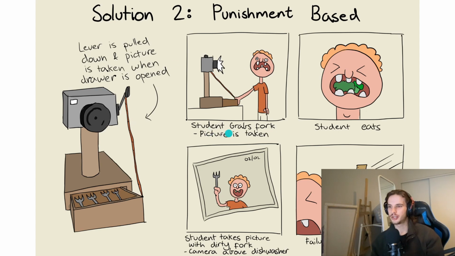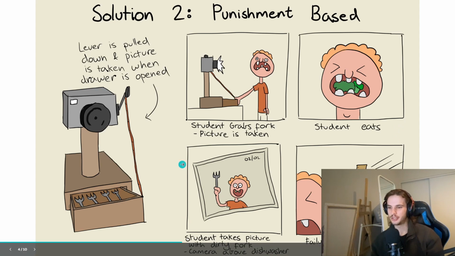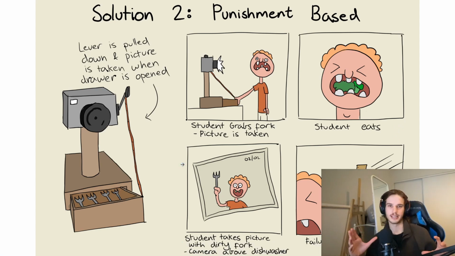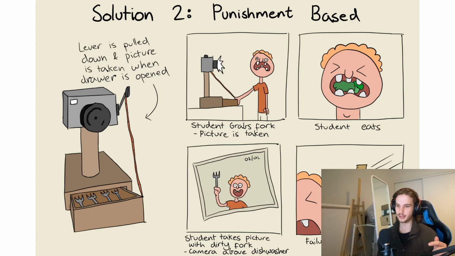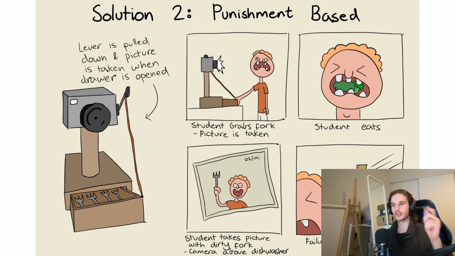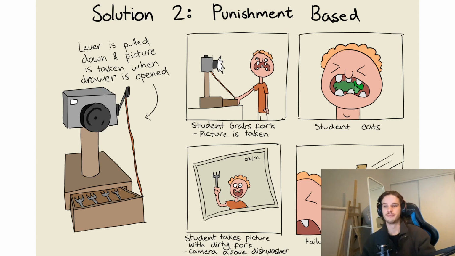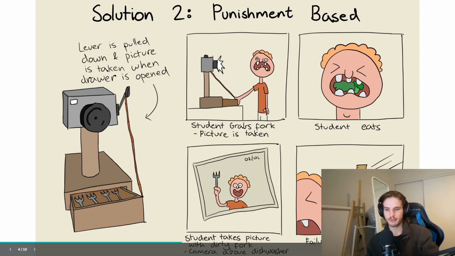So we see here, student grabs fork and picture is taken. Student eats. Student takes picture with dirty fork. And with this solution, the idea would be to have a camera above the dishwasher, like maybe on an iPad, and the students would be able to, when they're about to go put it in the dishwasher, tap the iPad, take a quick photo, put it in the dishwasher. And then failure to replace fork would equal punishment.